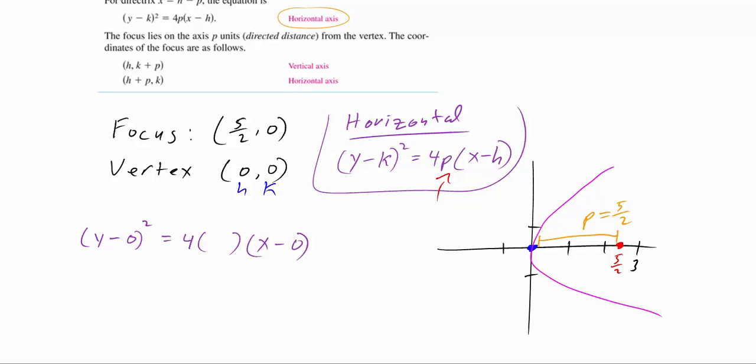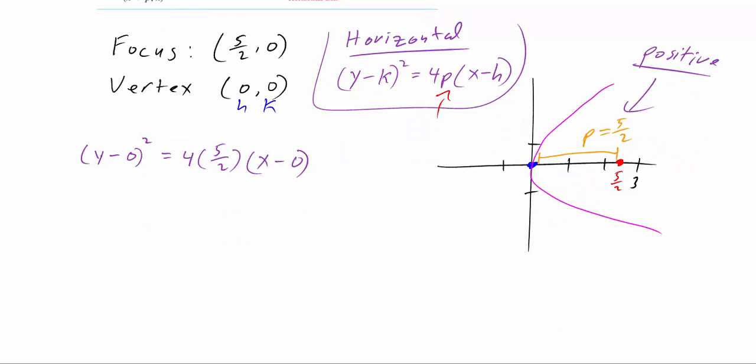So we can substitute in the 5/2. And what else do we know about the value of p? Well, because the parabola is opening to the right, we know that it's going to be a positive value. So we substitute in 5/2 for p, and now we can simplify the equation. Y minus 0 squared simply goes to y squared, and we can multiply 4 times 5/2. The 2 goes into 4 twice, and 2 times 5 is 10, so we end up with 10, and then x minus 0 is simply x. So we have the equation y squared equals 10x.